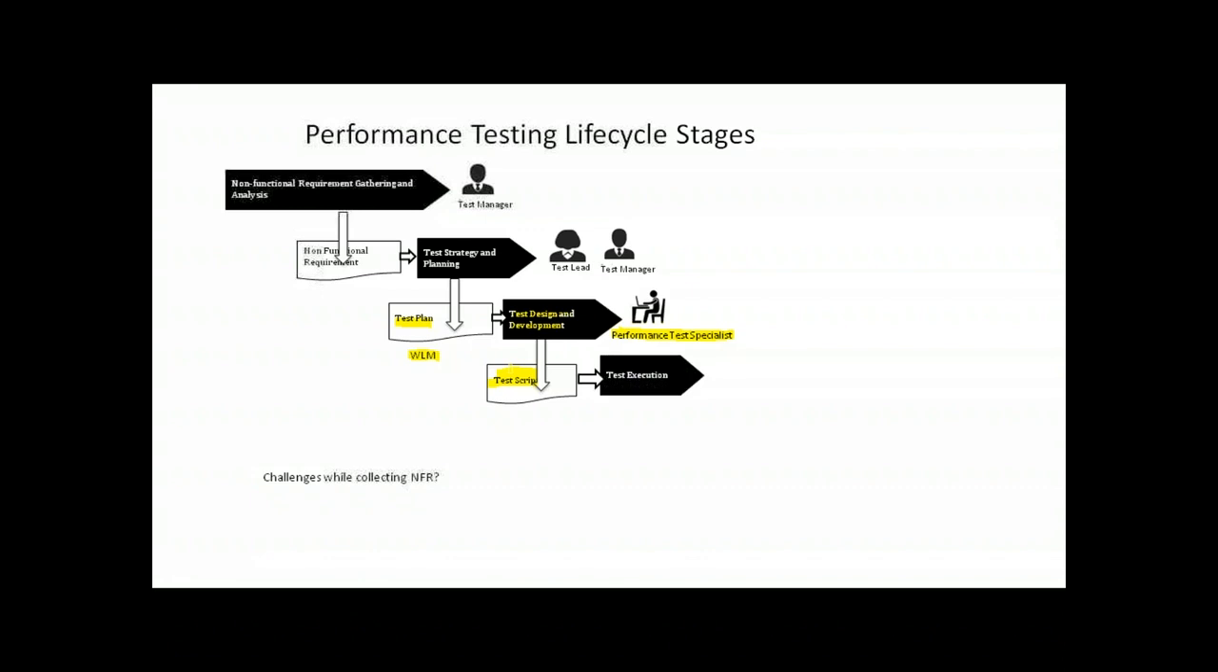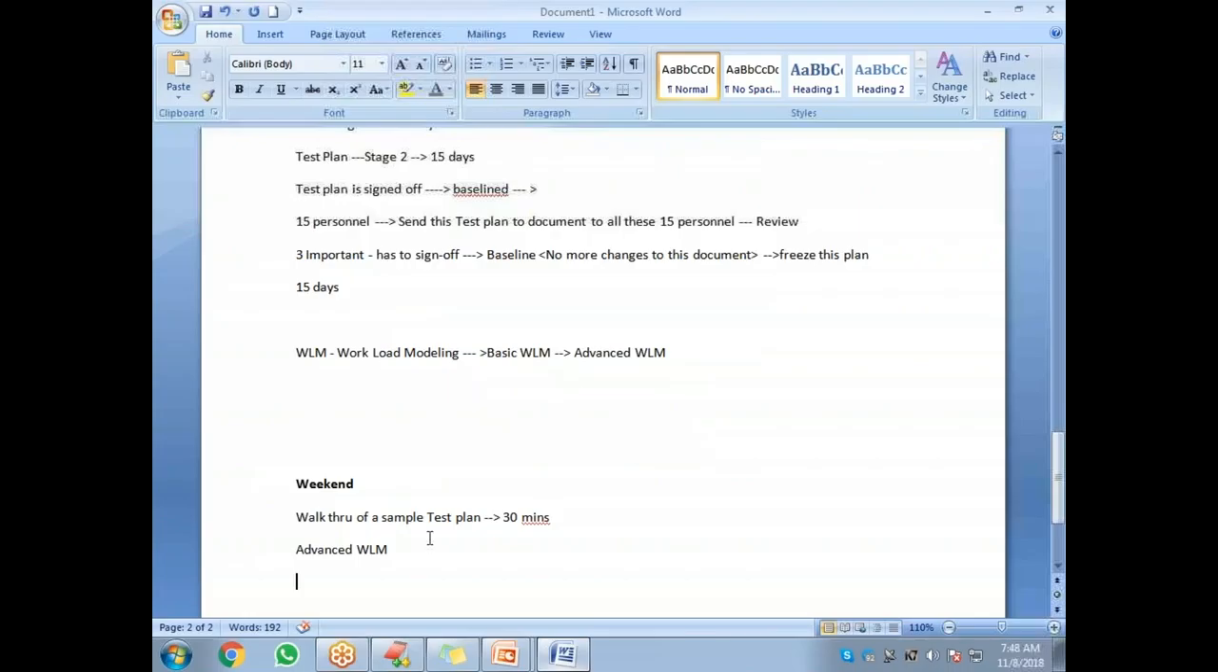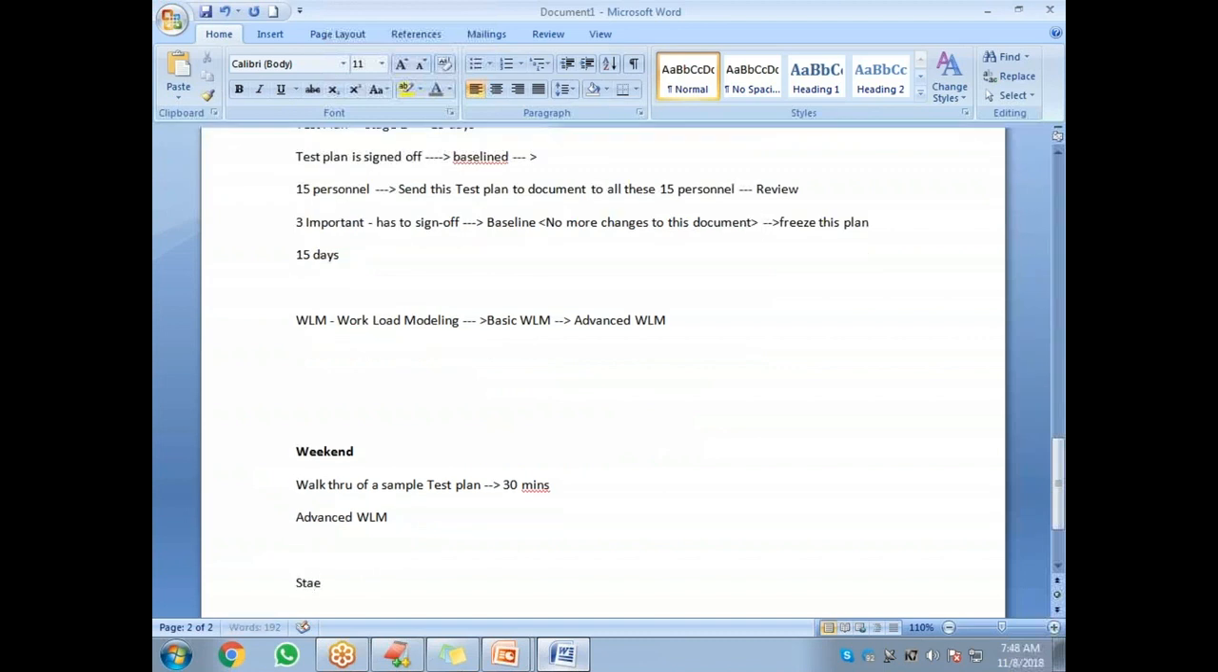So how many days do you spend on this activity, which is stage 3? This is test design and development. It's not slash, it's and development. So how many days? Typically 1 month, guys. Typically 1 month.